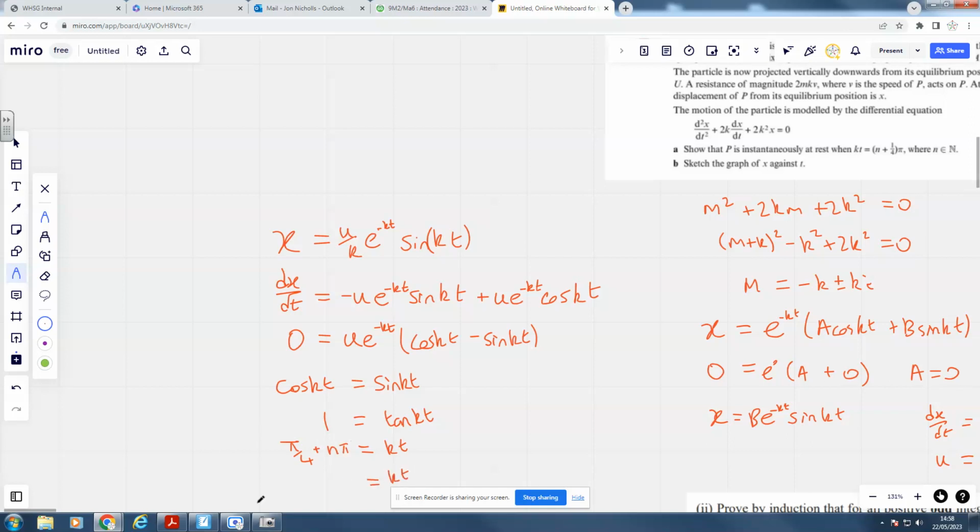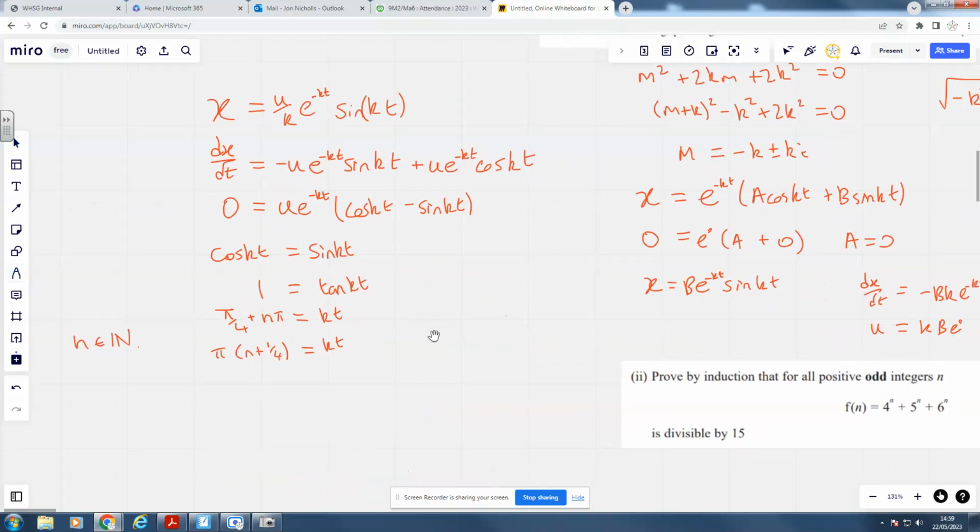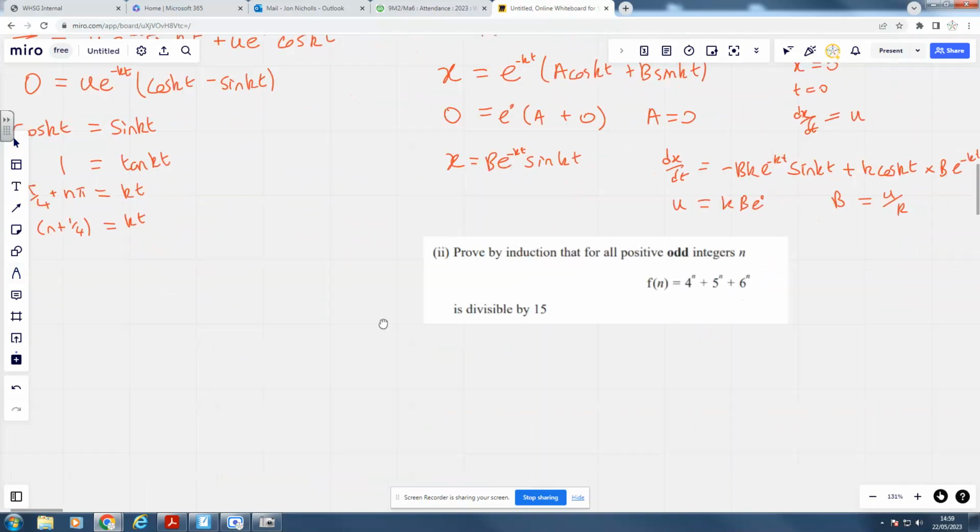And therefore kt equals pi times pi, take out the pi, then you're going to have n plus a quarter, just like they've got. And by the way, n is a member of the natural numbers, not the integers, purely because time must be positive. And so they're just making sure that time is positive there by saying n is a member of natural numbers. And that's all there is to it.